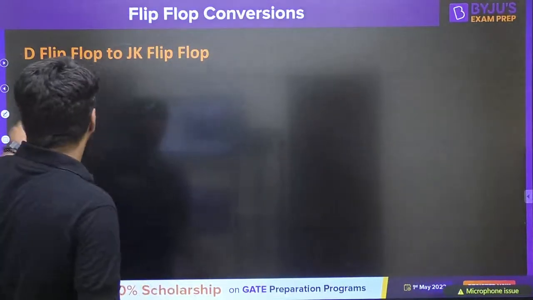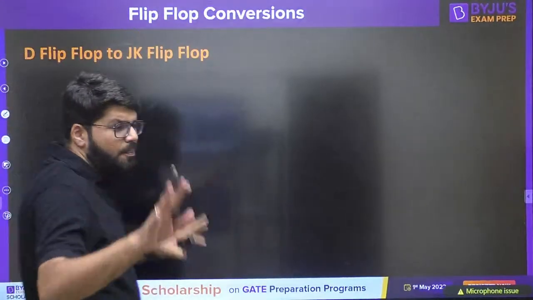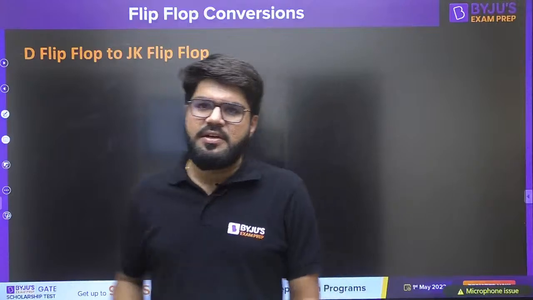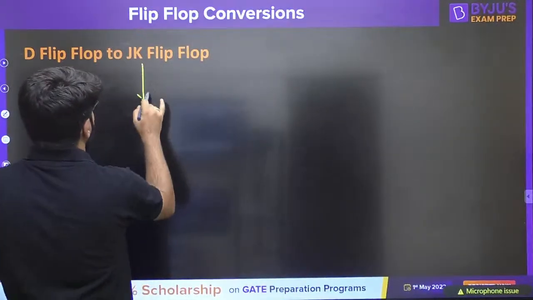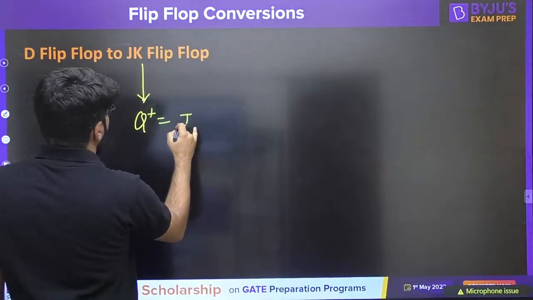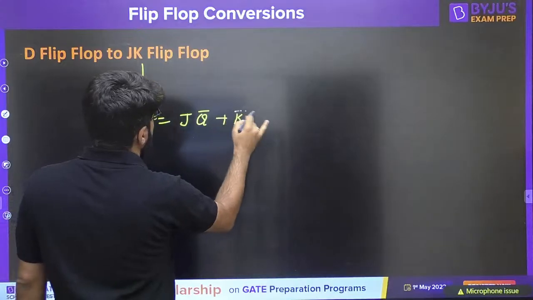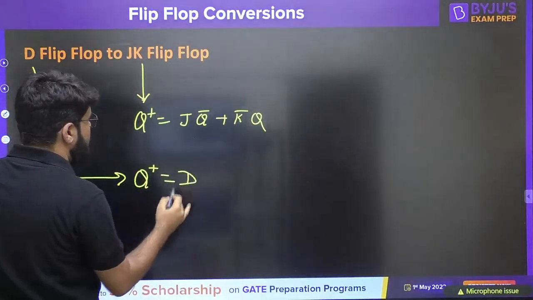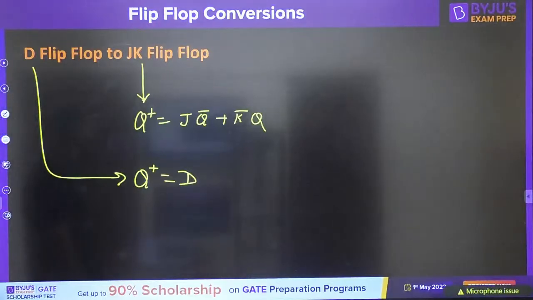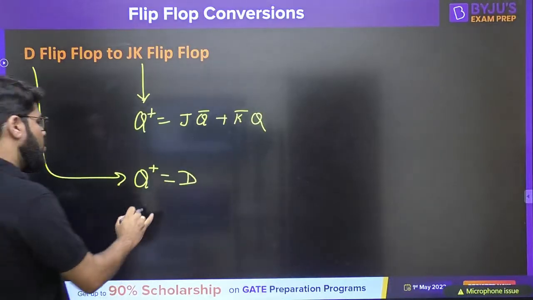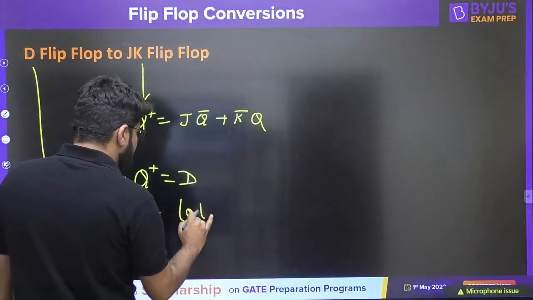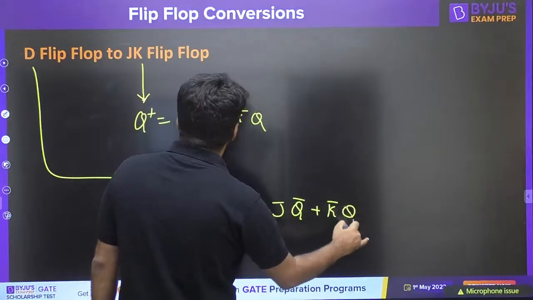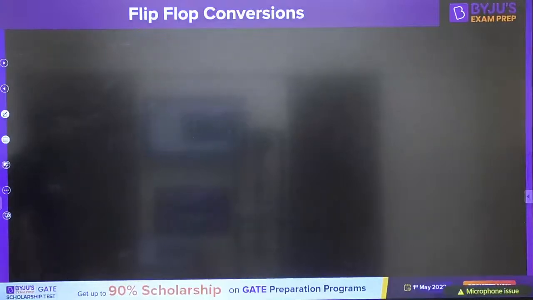This is very simple. Why is this very simple? If we go not by the proper derivation, I don't want the derivation, I just want a very simple logic. For the JK flip-flop, Q plus is J Q bar plus K bar Q. For the D flip-flop, Q plus is equal to D. So what you have to do is simply let D be equal to J Q bar plus K bar Q. So what is the answer?